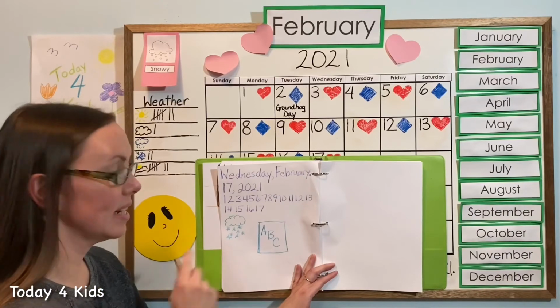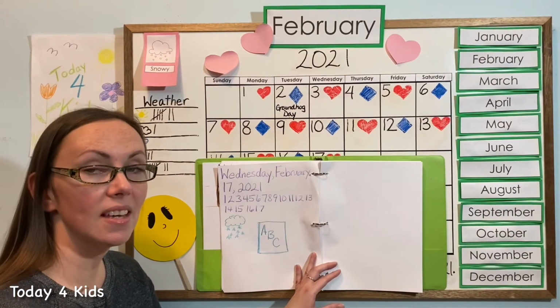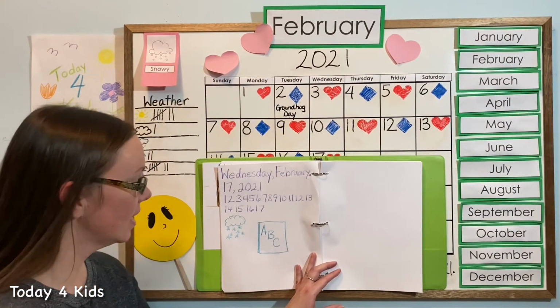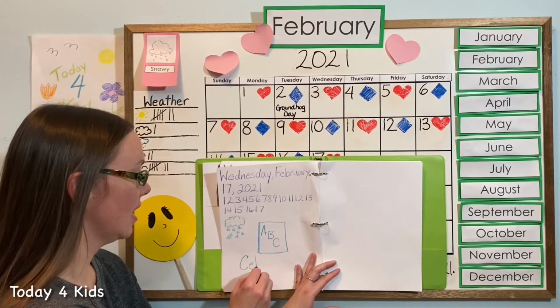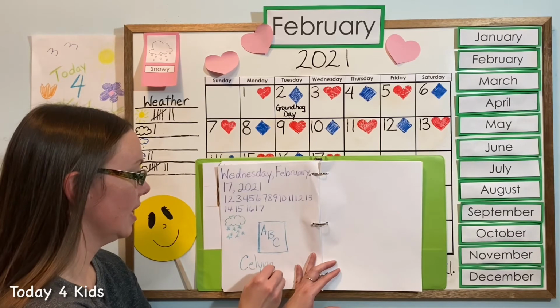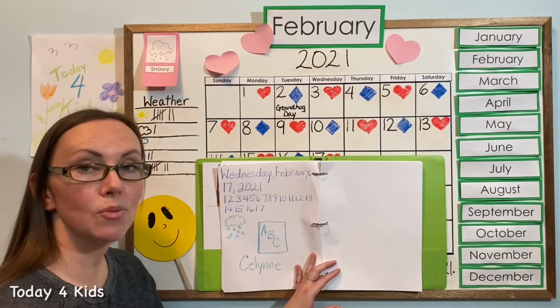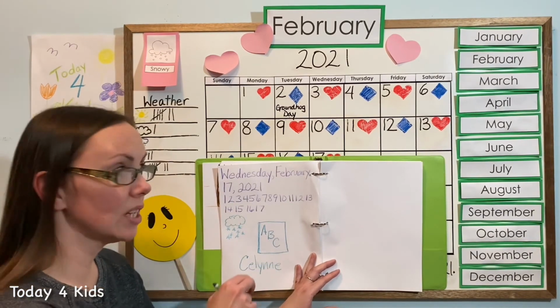So that's what I need on my agenda today, and it's also my thing that I'm doing that's going to be very kind. I'm going to practice printing my name, CELYNNE. And you want to practice printing your name every day too, so that you get really, really good at it.